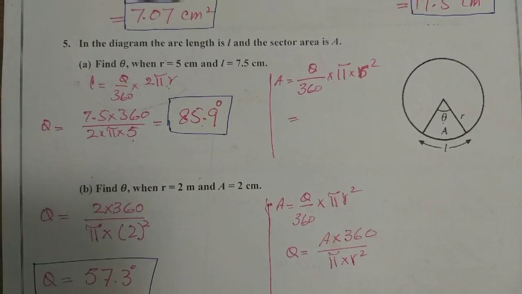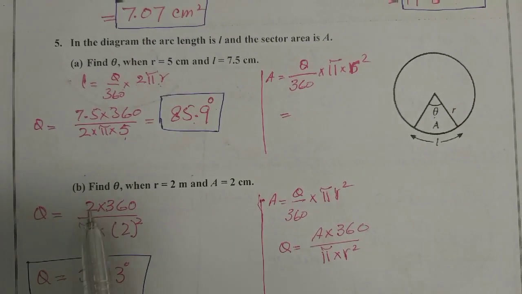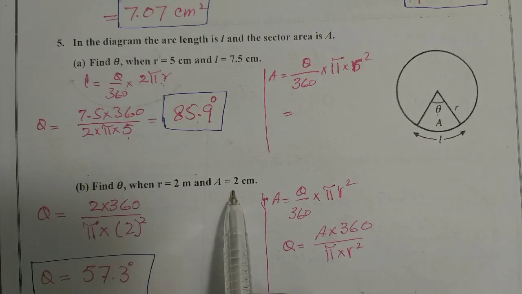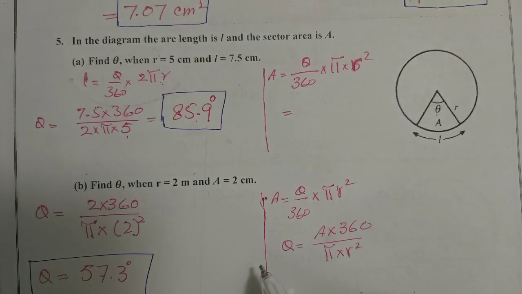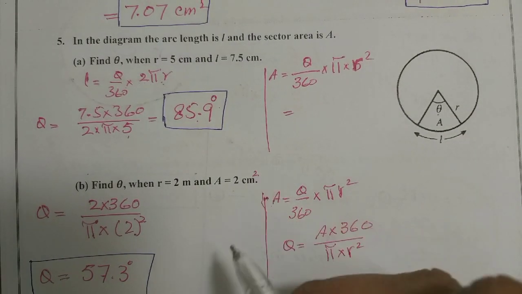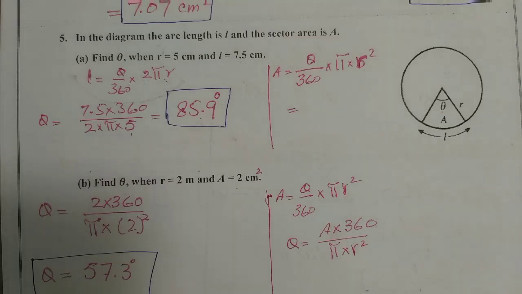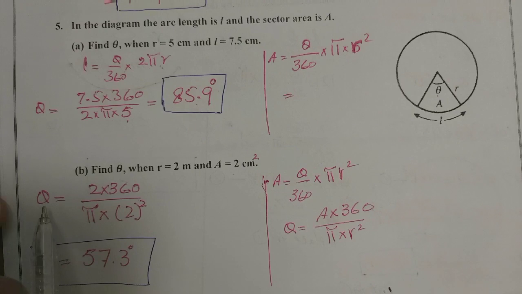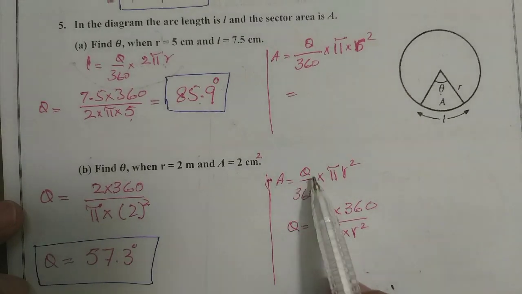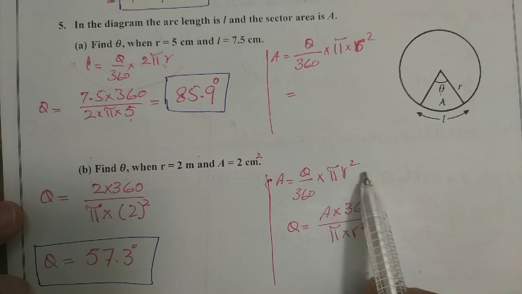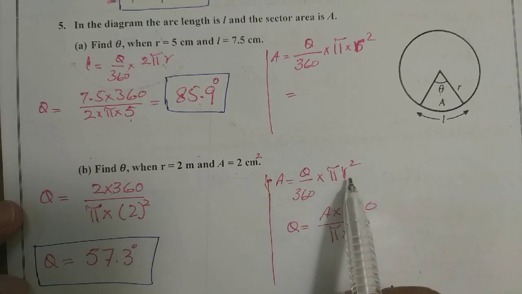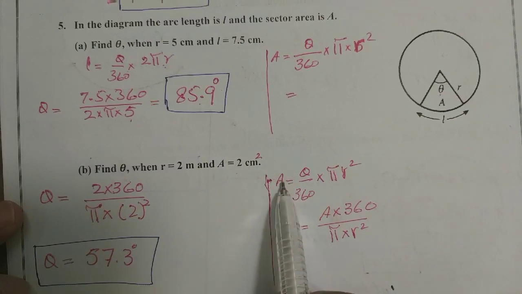Okay. In part B, we are given the question: find theta when r equals 2 meters and area equals 2 centimeters squared. Again, 2 centimeters squared, it must be 10 centimeters squared. It is a mistake in the question. Now we know the formula, area equals theta over 360 times pi r squared. So just replace the information you are given: r equals 2 and A equals 10.